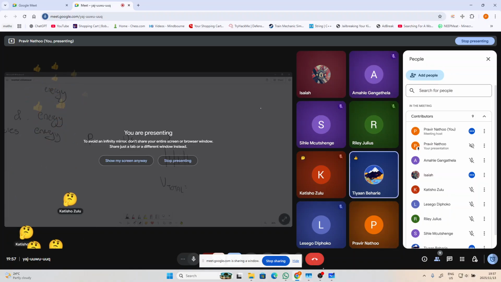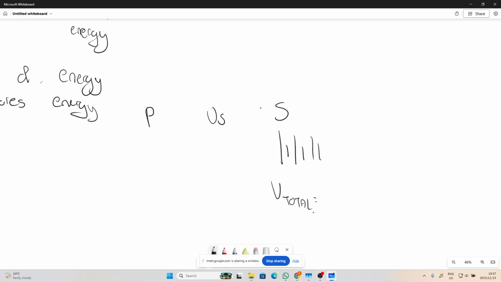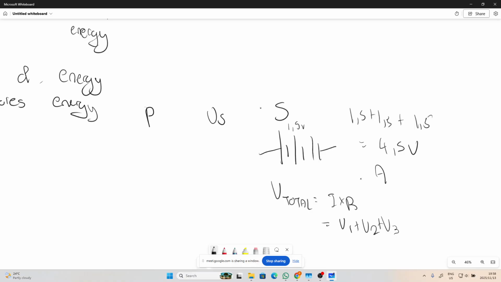Since it's divided. Current times resistance, no? Right, so it's current times resistance, but also it's V1 plus V2 plus V3. So if this is 1.5 volt batteries and there's three of them, it's 1.5 plus 1.5 plus 1.5, and that's equal to 4.5 volts. So that's a lot more volts if we connect it like this here. So you're going to get 4.5 volts out of this, and amp stays the same. So let's just say it's 10 amps out of that battery, even though it's not. It's probably like 1 amp maybe out of this. Right.